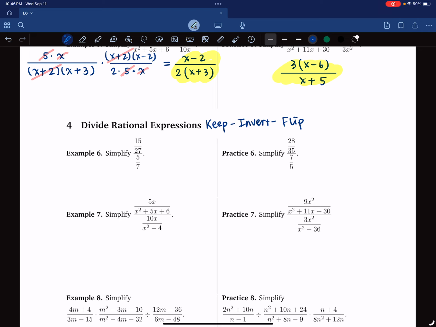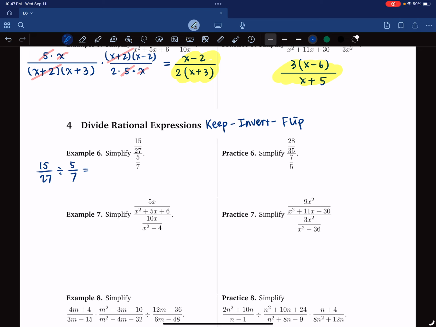So example 6 is in the form of a complex fraction. We talked about this when we were doing L5. Complex fraction means you have fractions within fractions. So we have a fraction on the top and we have a fraction on the bottom, and there is a whole fraction right here. So that's why it's a complex fraction. If it's a complex fraction, we usually understand it as the division of two fractions. So essentially, this is the same as 15 over 27 divided by 5 over 7, right? And then we can use those three words, keep, invert, flip, to rewrite this expression.